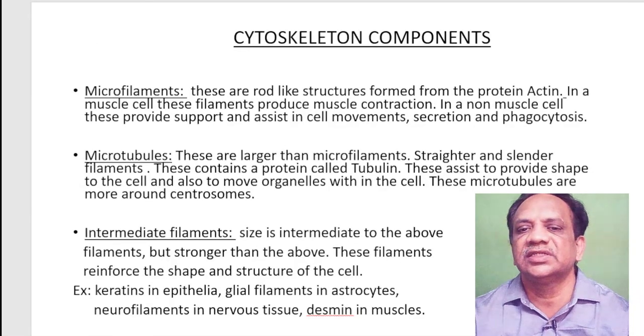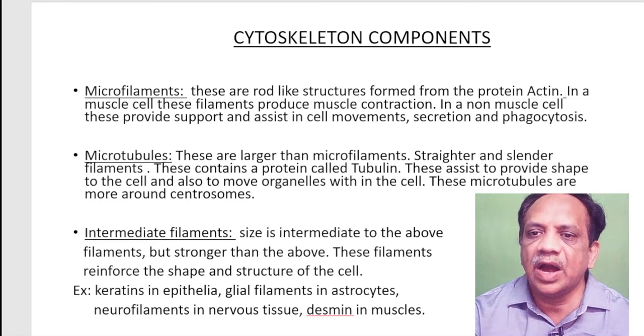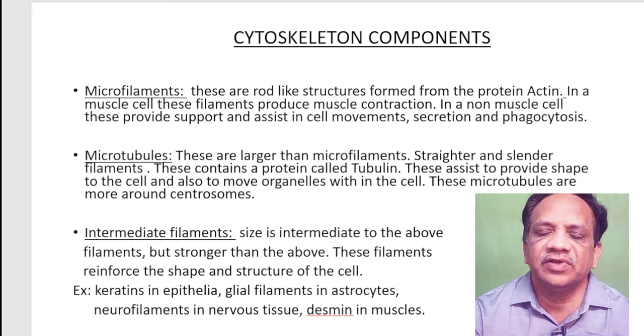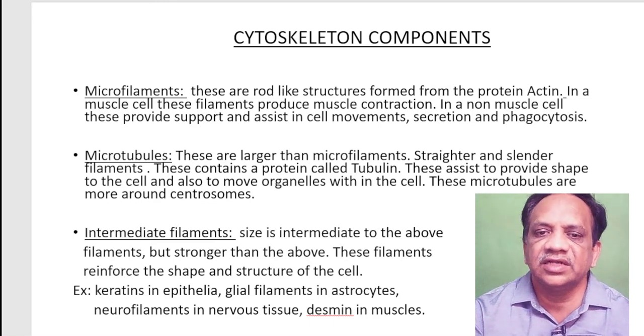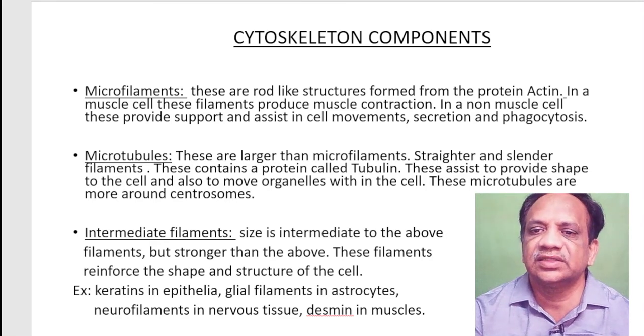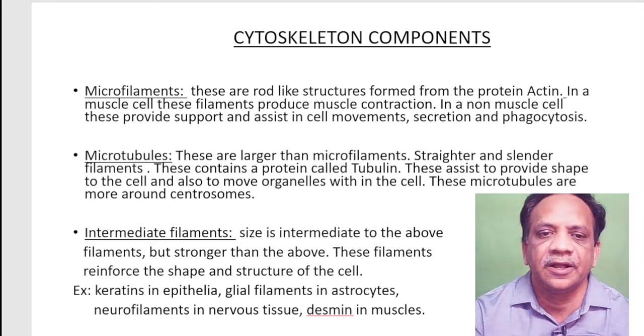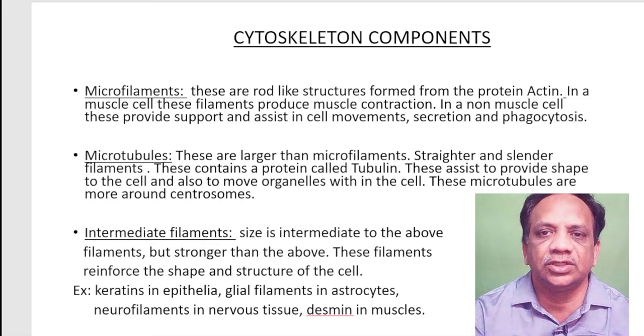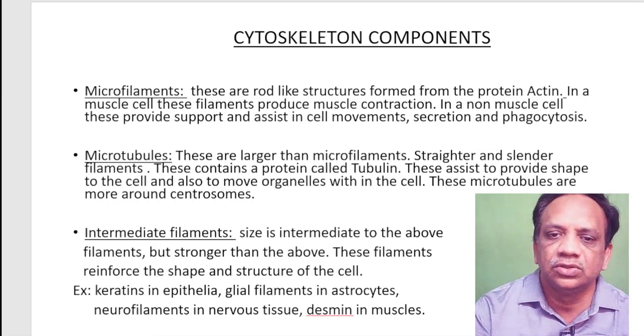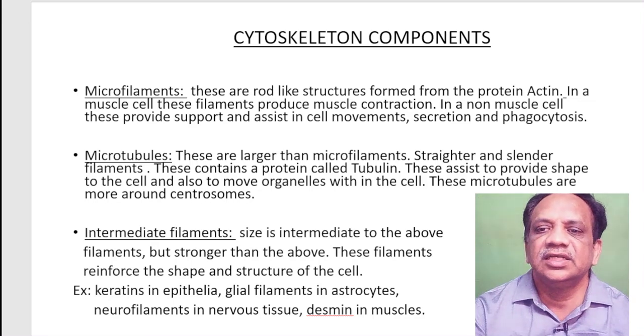The microfilaments are rod-like structures formed from the protein actin. In a muscle cell, these filaments produce muscle contraction. In a non-muscle cell, these provide support and assist in cell movements, secretion, and phagocytosis. The microtubules are larger than microfilaments, straighter and slender filaments. These contain a protein called tubulin. These assist to provide shape to the cell and also to move organelles within the cell. These microtubules are more around the centrosomes.